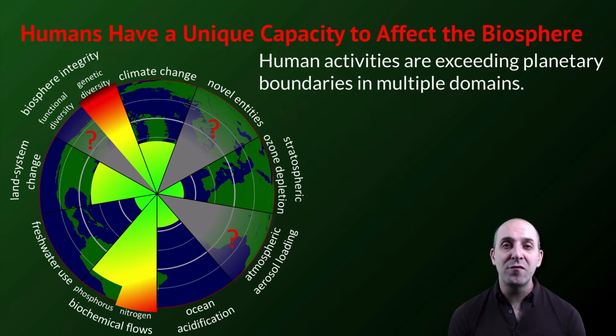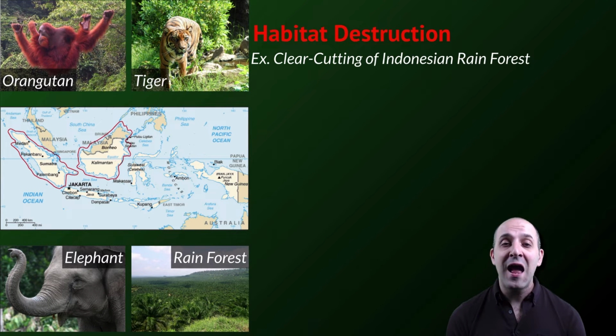Let's look at a couple of different examples of how human activities are affecting the biosphere and the biodiversity of the larger ecosystems on the planet. We'll start with habitat destruction. Anytime a wild environment is converted into a man-made environment to fill human needs, we are destroying the habitats of organisms that lived in that environment before it underwent that conversion. We can see this quite clearly in how the clear-cutting of Indonesian rainforest is affecting the wildlife of Indonesia.